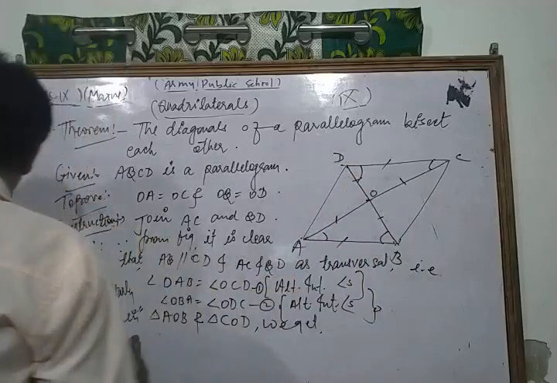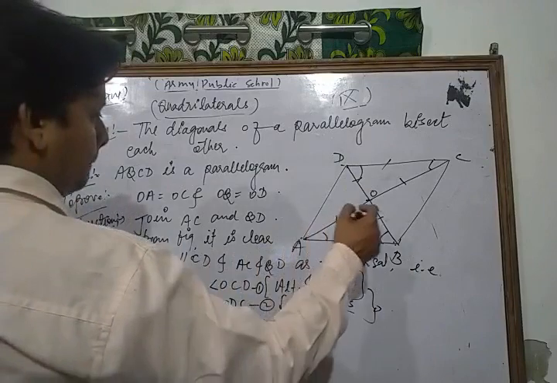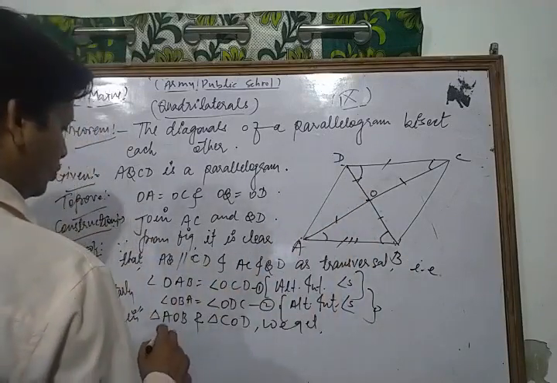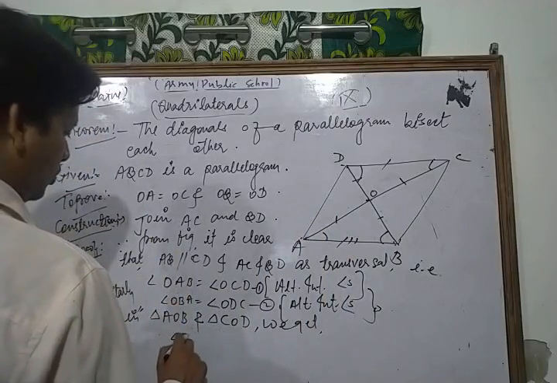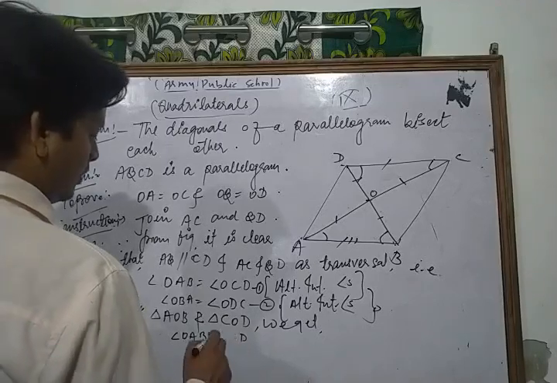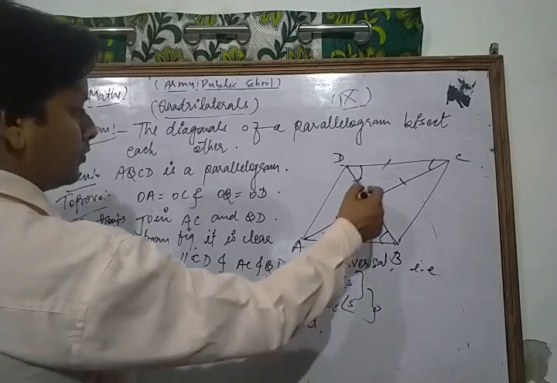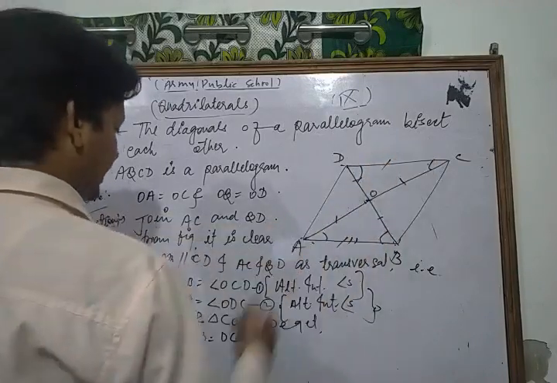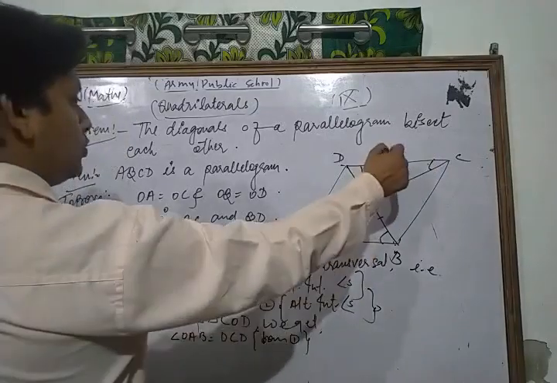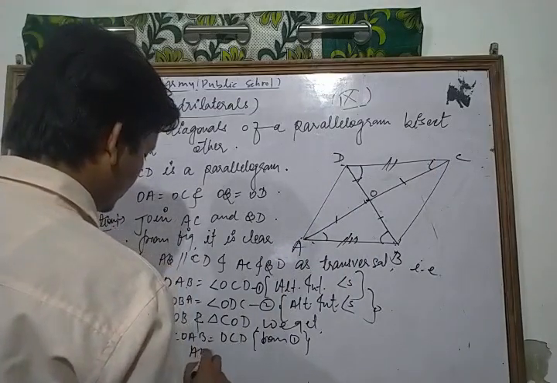Now look, the opposite sides of a parallelogram are also equal. So angle OAB is equal to angle OCD, from equation 1. Also AB is equal to CD, because the opposite sides of a parallelogram are equal.